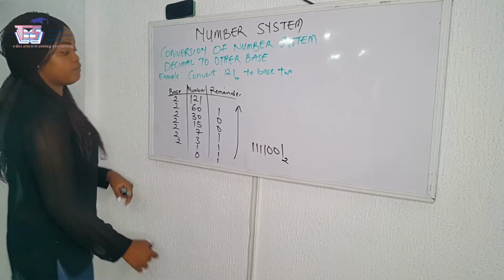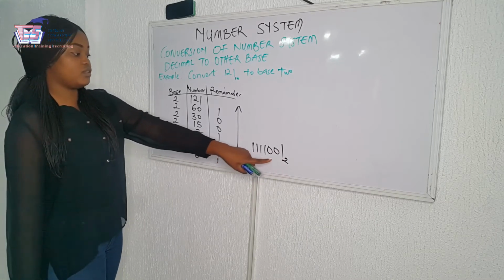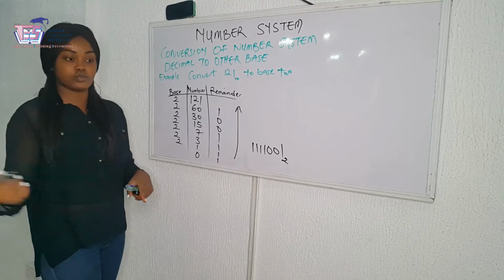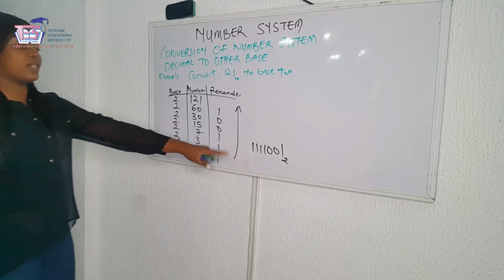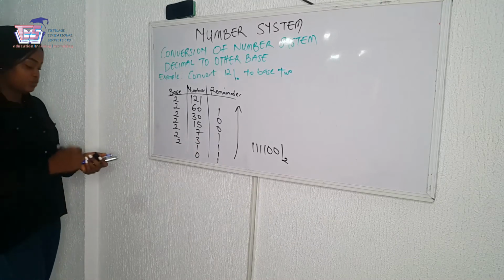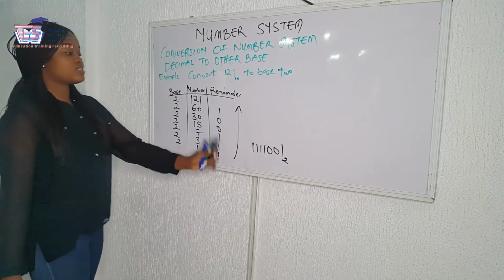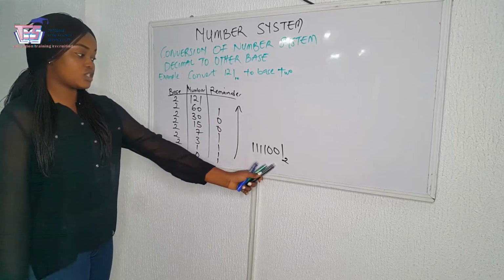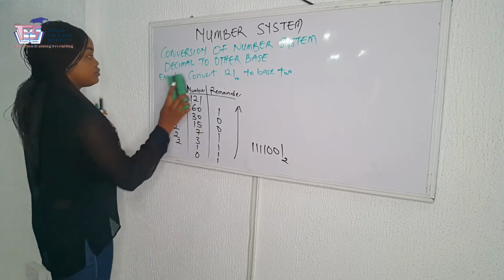Like I said earlier, whenever we are writing a number in base 2, you see we do not have any number that is 2 or more than 2. We only have 0 and 1 in our answer. So this number is in base 2. The next example will be converting from base 2. This number now we are going to convert it back to base 10.